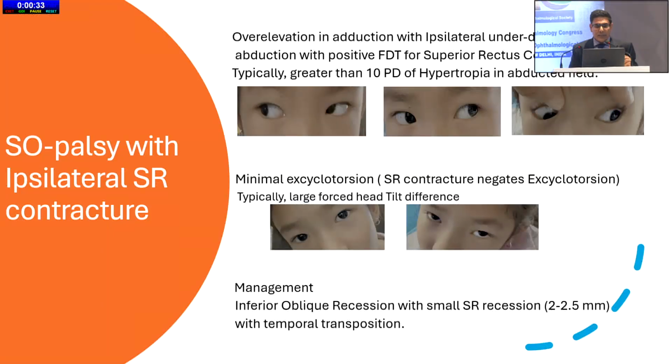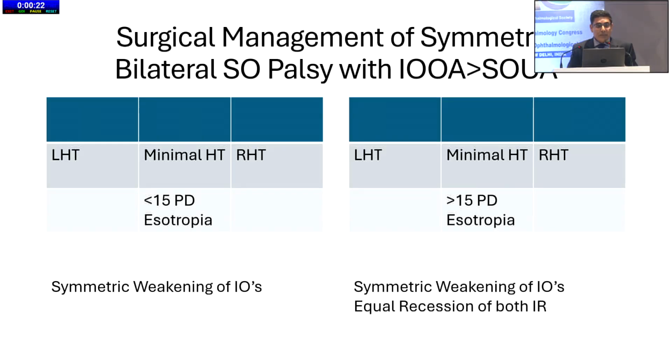In this patient, there was not much excyclotorsion, so I decided to do an inferior oblique recession with a small superior rectus recession with a slight temporal transposition, and it worked beautifully.